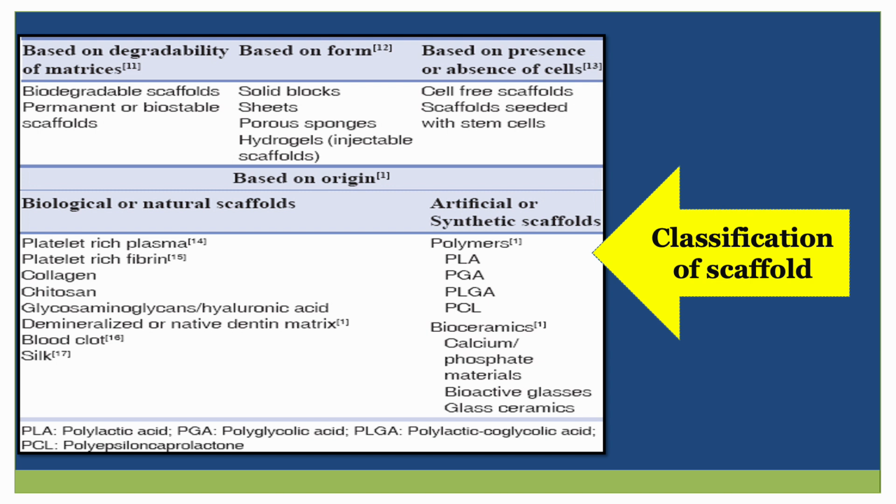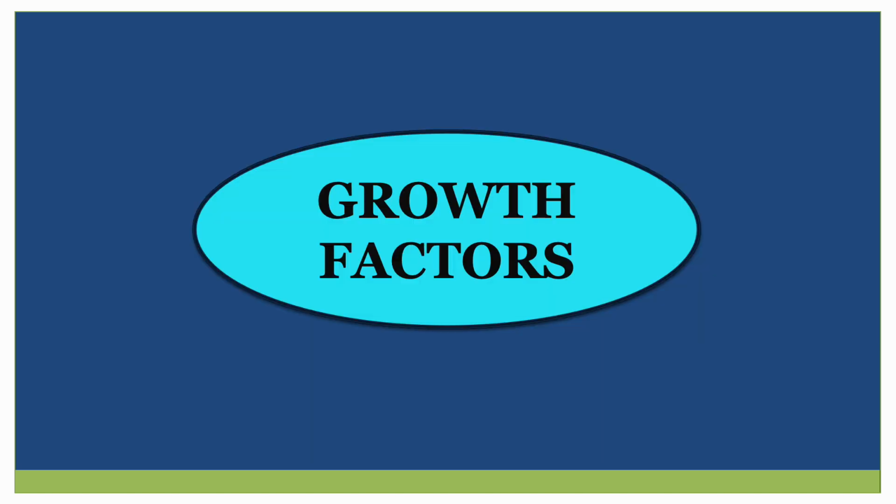Based on the origin, it could be biological or natural, which is PRP, platelet-rich plasma, and platelet-rich fibrin, collagen, chitosan, then demineralized or native dentin matrix, even blood clot and silk. In case of artificial, it could be polymers or bioceramics. The polymers are PLA, PGA, PLGA and PCL, and the bioceramics could be calcium phosphate, bioactive glasses and glass ceramics.